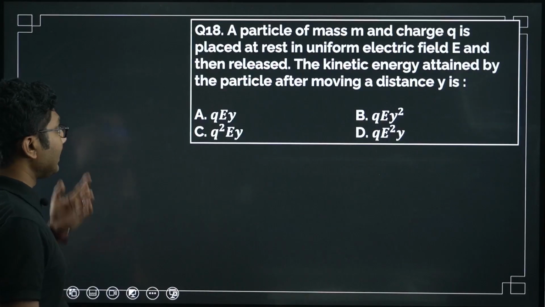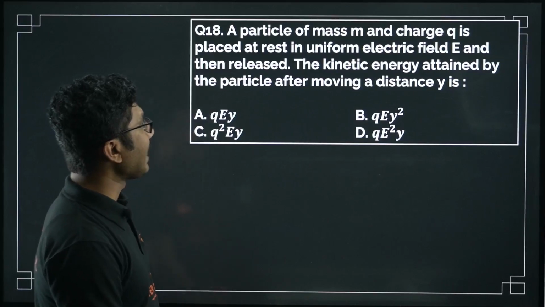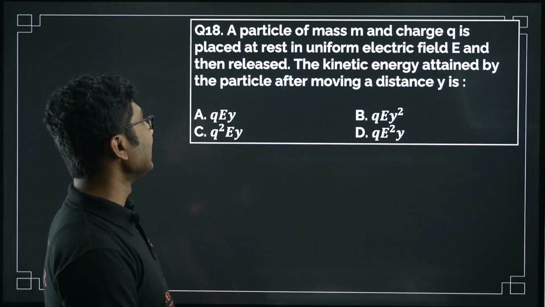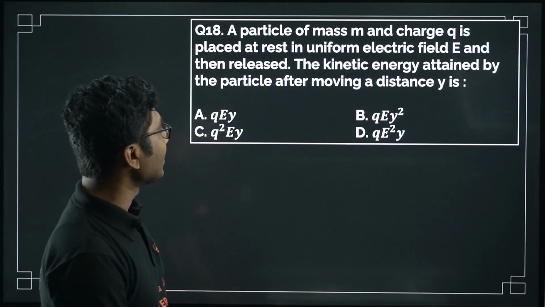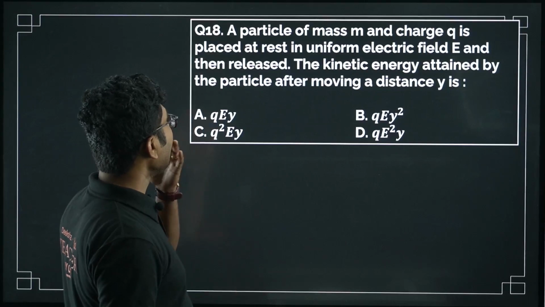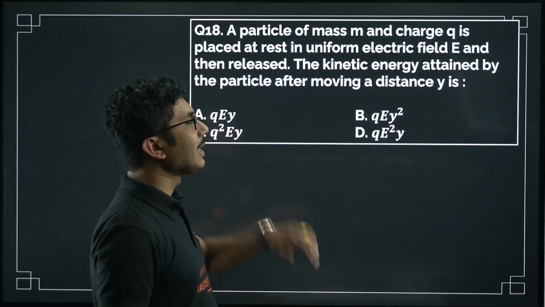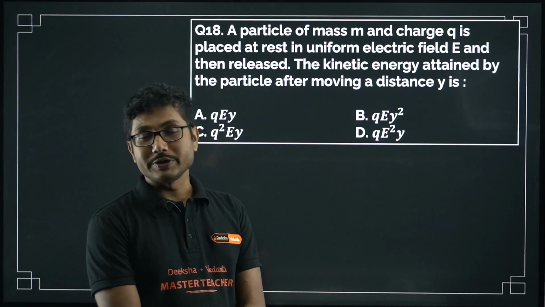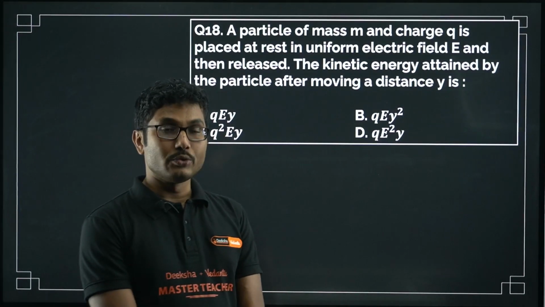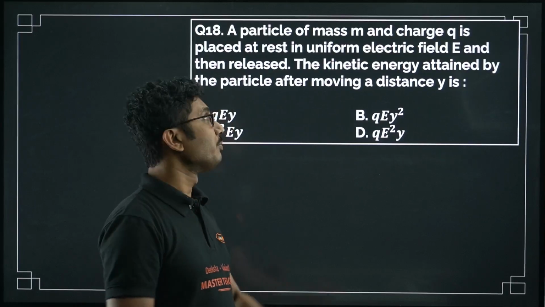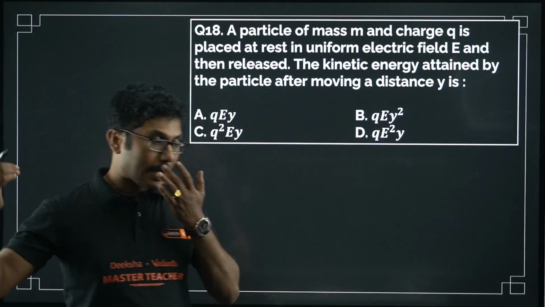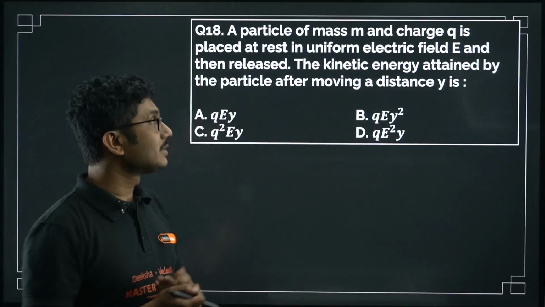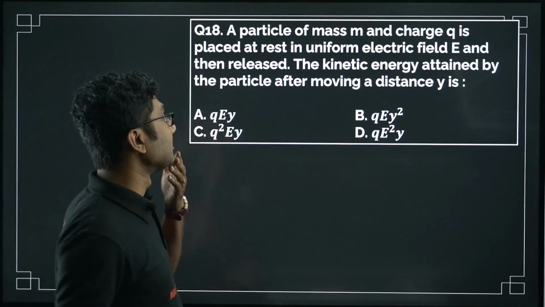Now question number 18. A particle of mass m and charge q is placed at rest in a uniform electric field E and then released. The kinetic energy attained by the particle after moving a distance y is. Okay, particle. Now it might look like it belongs to the moving charges and magnetism chapter, but it is not. It is basically related to electrostatic potential and capacitance only. So when this question comes as a whole, you might think it has to do something with Lorentz force, etc., but actually it is not. Okay, how can we do that?